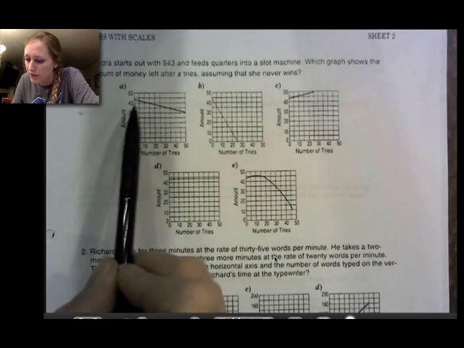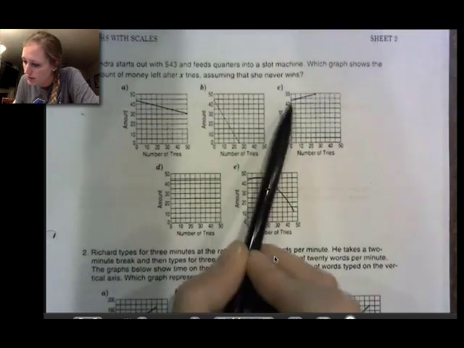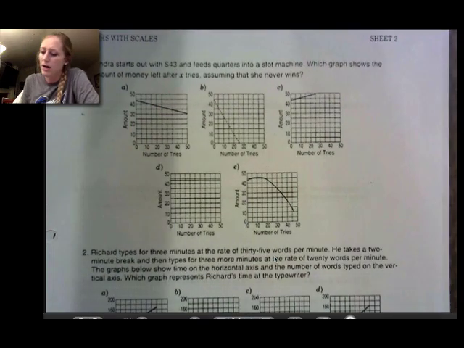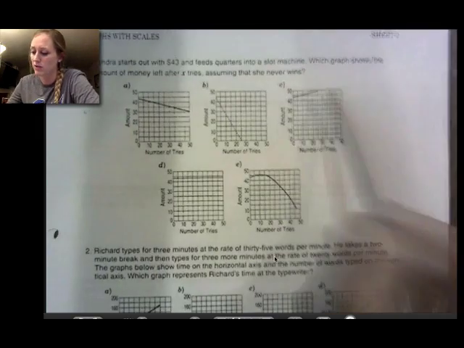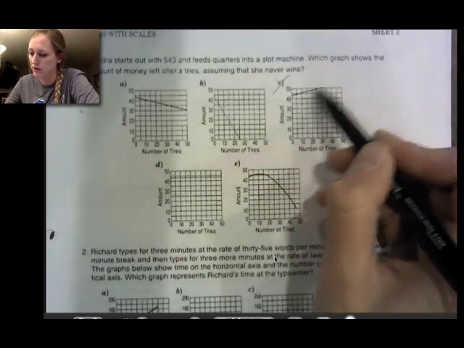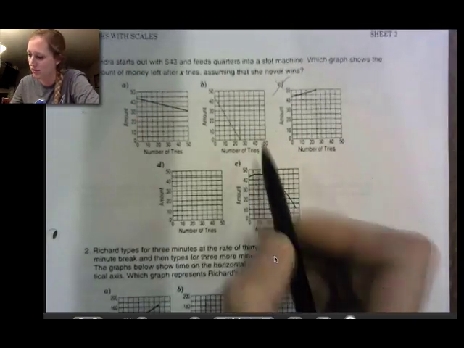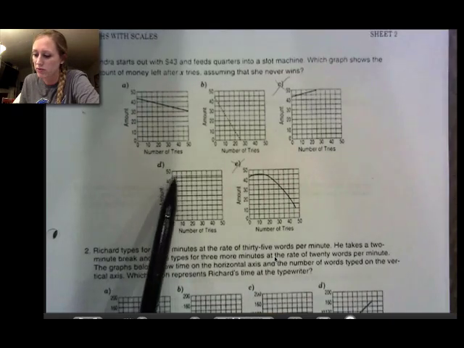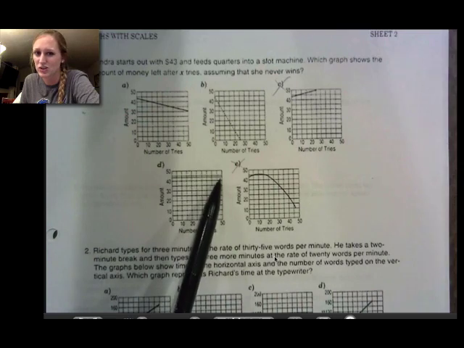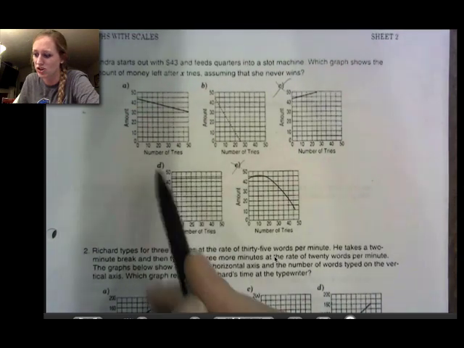So these ones all start at 43, it looks like. So that's all good, but the ones that go above 43 are not going to work. So this one's not going to work because it's going above 43. This one's not going to work because it goes above 43. All right, this is saying she's staying at 43 the whole time. We know that's not true because every time she puts money in, she's losing.